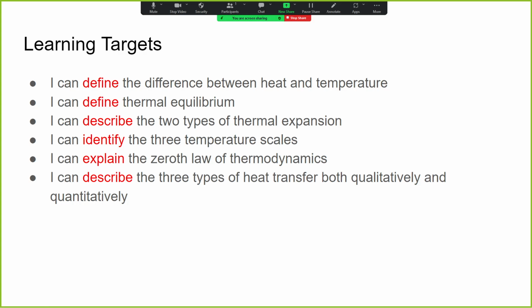I can identify the three temperature scales. You all took Earth Science many moons ago, so hopefully you at least have the three temperature scales known from that, that they are Fahrenheit, Celsius, and Kelvin. I can explain the zeroth law of thermodynamics, which is always a law that's kind of like, well, duh, sure, that works. So hopefully that one's not too challenging. And then I could describe the three types of heat transfer both qualitatively and quantitatively. And again, those of you who took Earth Science probably can already tell me the three types of heat transfer, but I am also very aware that that was about 4 or 5 years ago at this point.